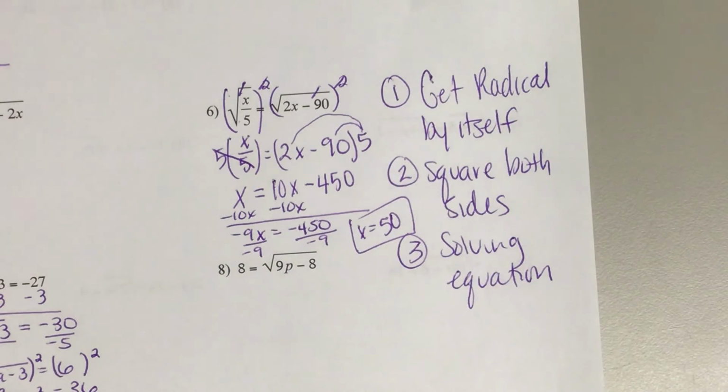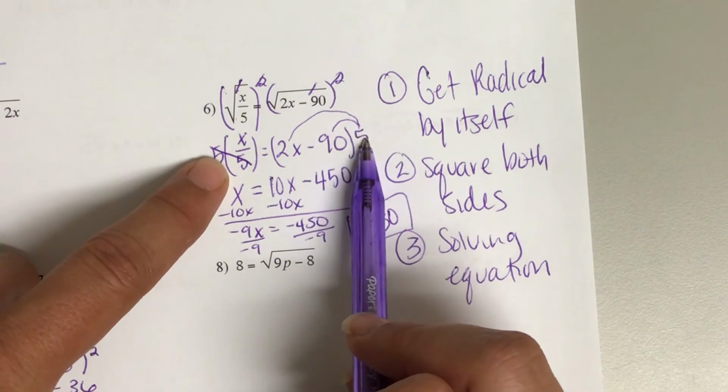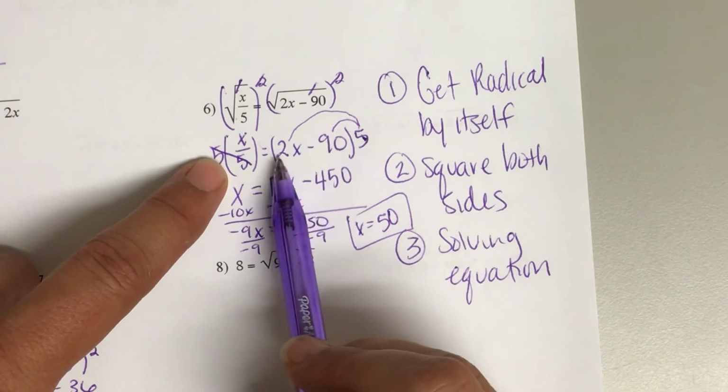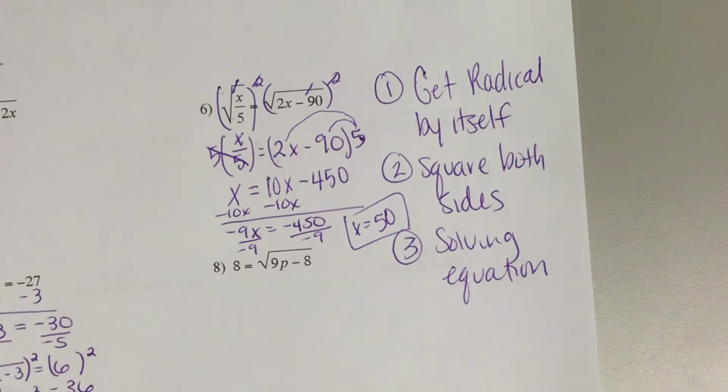Okay? So again, just because it's division, we still use opposite operations. You're going to multiply. The thing to remember is that when you multiply this side by 5, you're going to multiply each piece by 5. Not just one thing. Both of those get multiplied by 5.